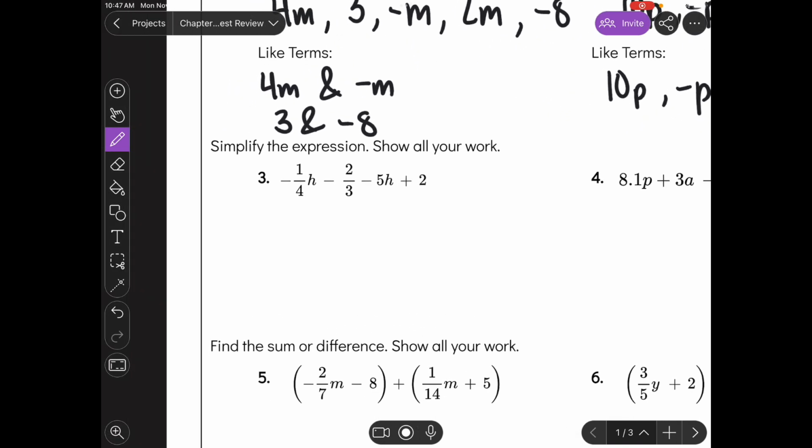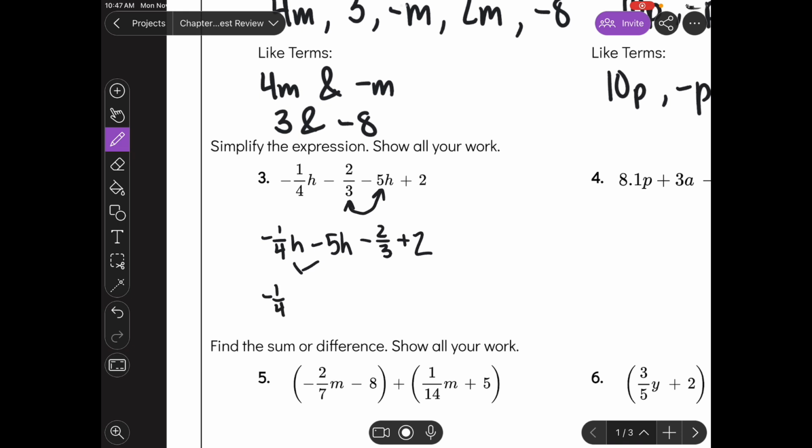For number 3, it says simplify the expression. If you'd like, you can do karate math and chop slash everything. If not, that's okay. With the commutative property, we can switch these two around so that my like terms are right next to each other. With that, I'm going to combine my like terms.